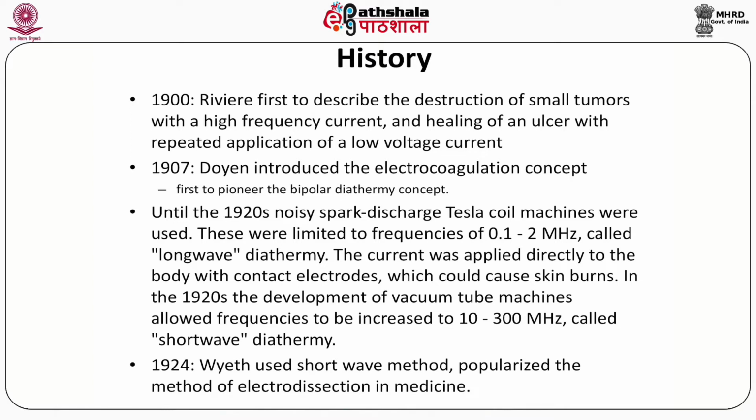In the 1920s, the development of vacuum tube machines allowed the frequencies to be increased to 10 to 300 MHz, called shortwave diathermy. So before the 1920s, all the techniques that used diathermy were long wave diathermy. After the 1920s, shortwave diathermy was introduced. In 1924, Waite used the shortwave method, and he popularized the method of electrodissection, particularly in medical uses.